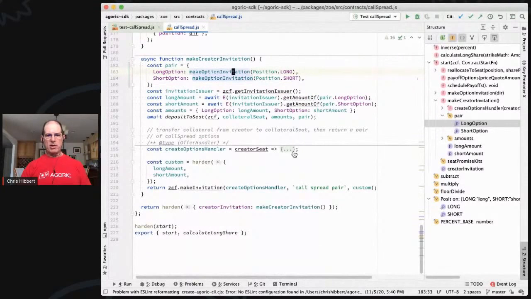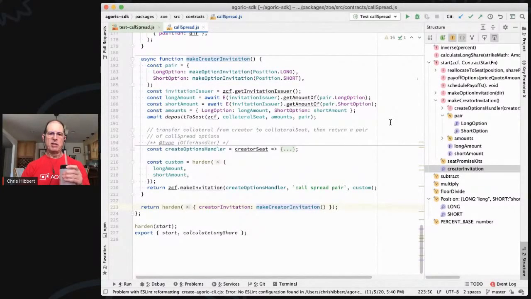So the outer invitation makes the pair of invitations, figures out the amount of those things so that it can put them in the inner invitations so that the holders of the two, the long position and the short position, can tell what they are.